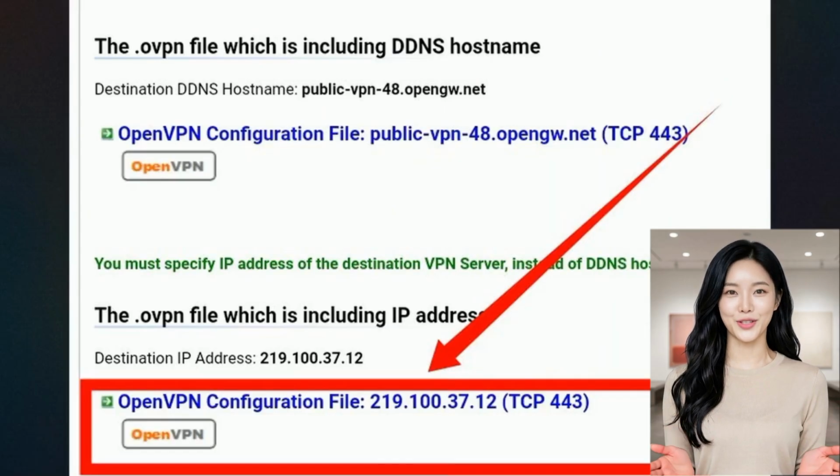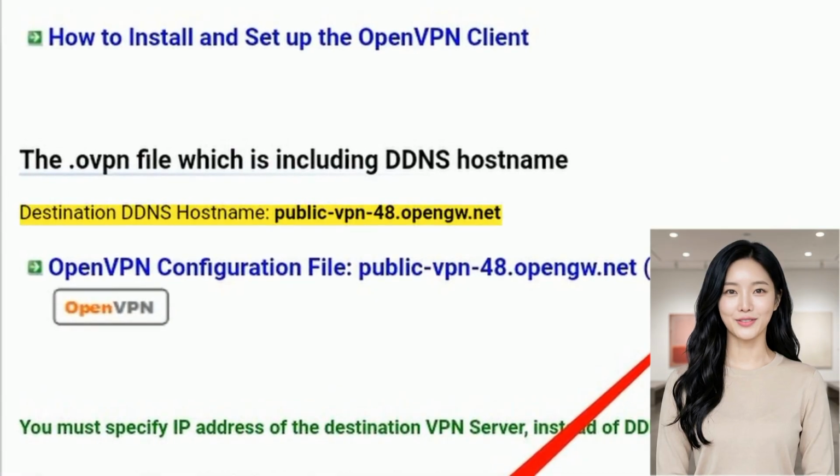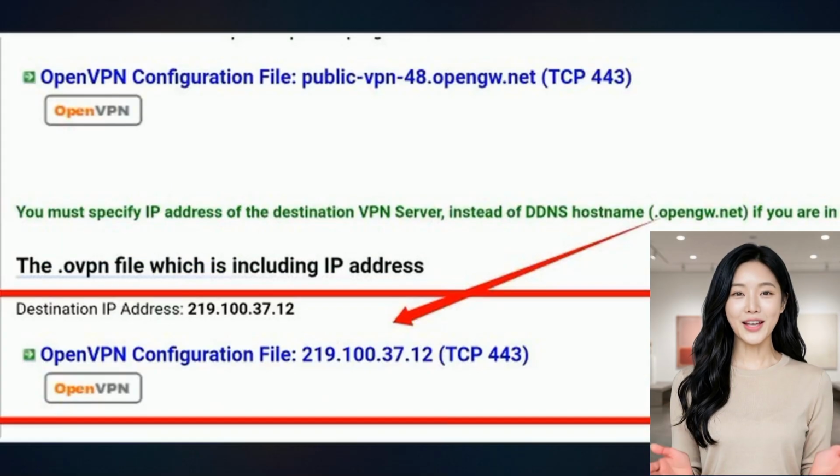This new page presents two configuration files, one using a DDNS hostname and the other a direct numerical IP address. Avoid the top DDNS option. Firewalls actively scan for and block these domain names, causing your connection to fail. Instead, go to the bottom option. Tap the link that includes the raw numerical IP address to download the file directly to your device.